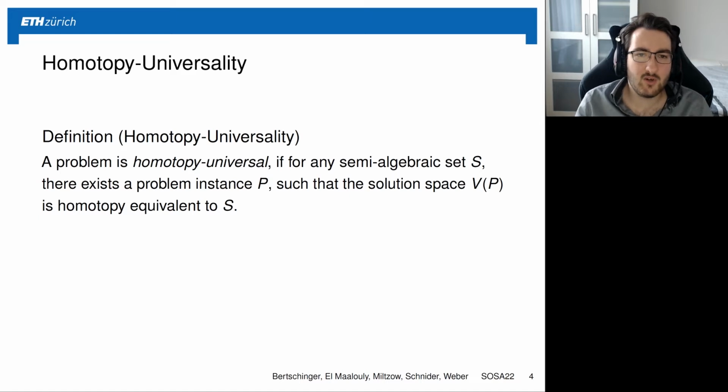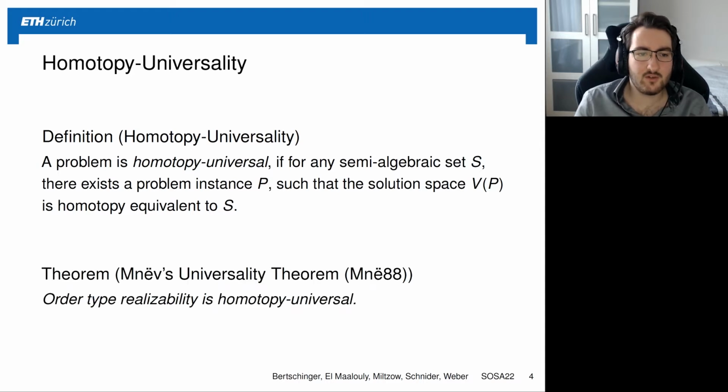And now, homotopy-universality would be a kind of useless concept if there weren't any problems that were actually homotopy-universal. So there is a very famous result by Neff from 1988, and he proved that order-type realizability is actually homotopy-universal. So this is really an interesting property that we can study in the context of other problems as well.